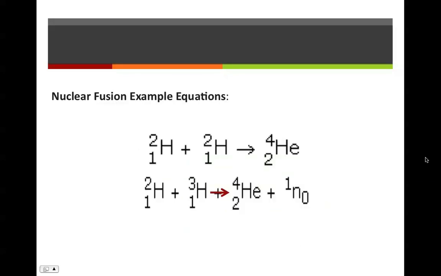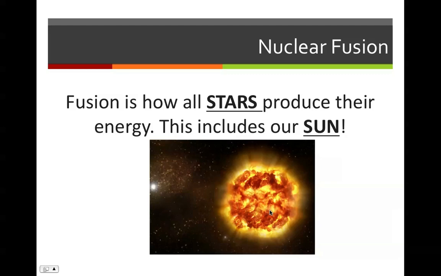So here are some examples. In this case, we happen to have hydrogens as our 2 reactants. And again, here you can see that they're combining into a helium-4 nucleus. On the bottom, again, same idea, except because of the masses of the hydrogens, we end up with this extra neutron. So again, I'm going to show you a bunch of examples. The big thing is you're always looking for 2 light nuclei on the left, combining to form a heavier one on the right. So fusion is how all stars produce their energy, including our sun.